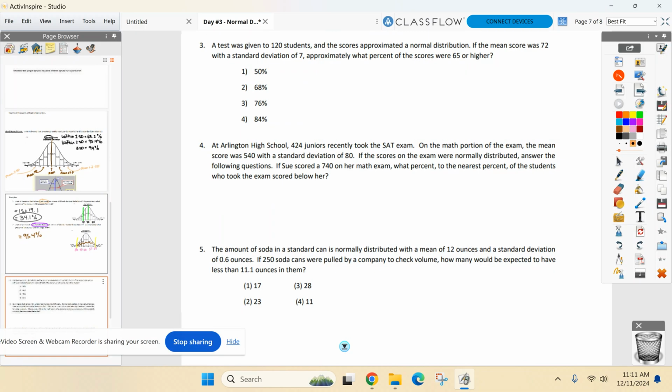All right, let's read through number 3. I'm giving this test to 120 students. The scores approximate a normal distribution. The mean is 72, and the standard deviation is 7. Approximately what percent of scores were 65 or higher?